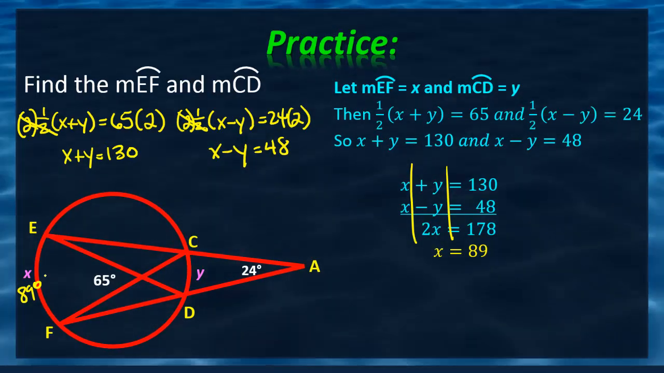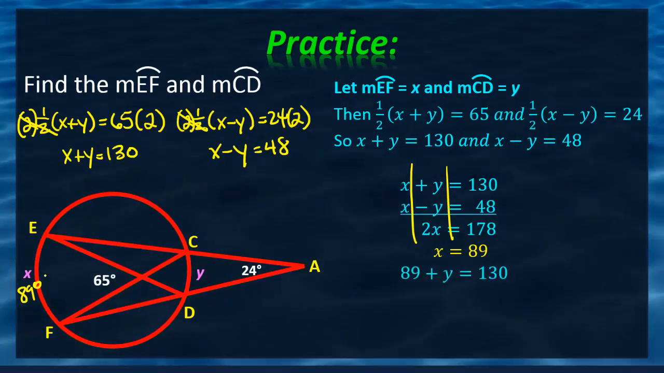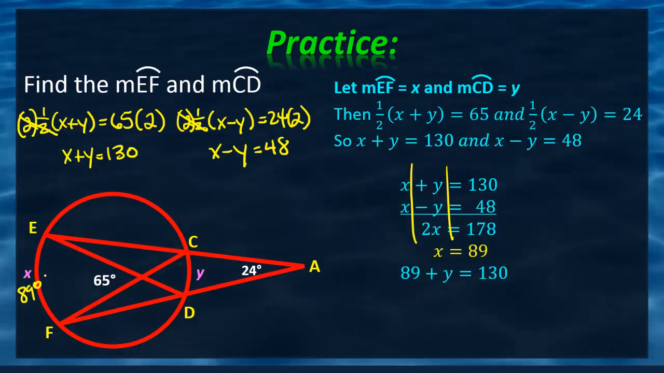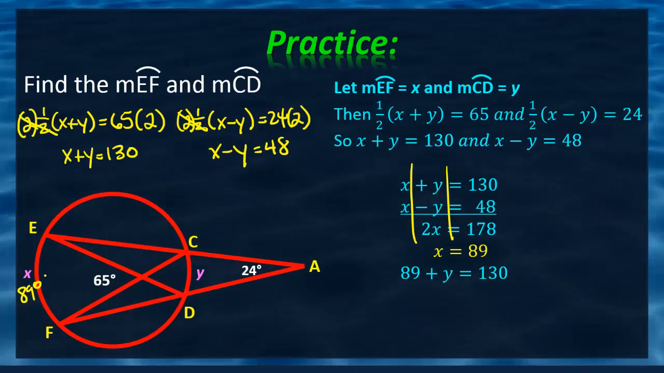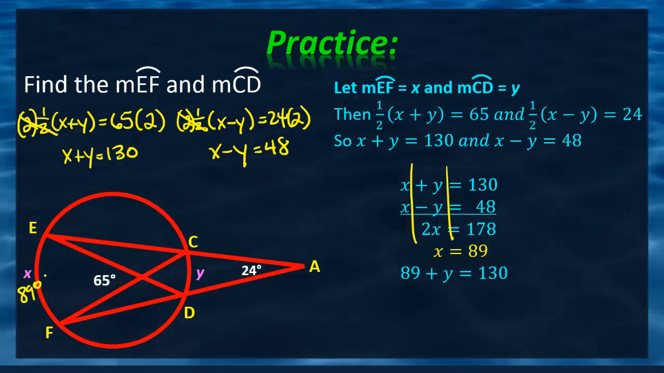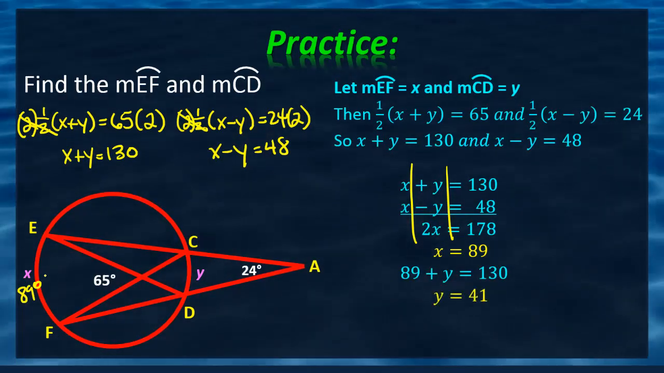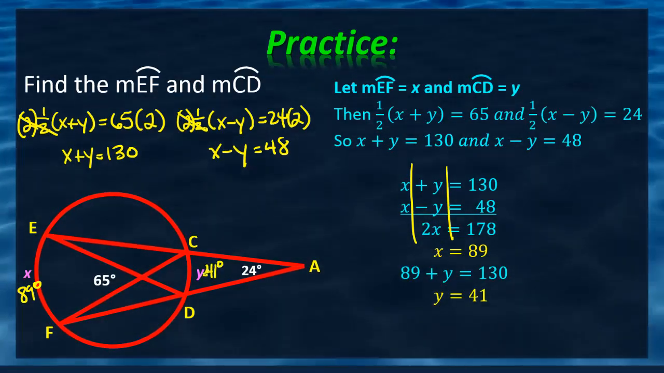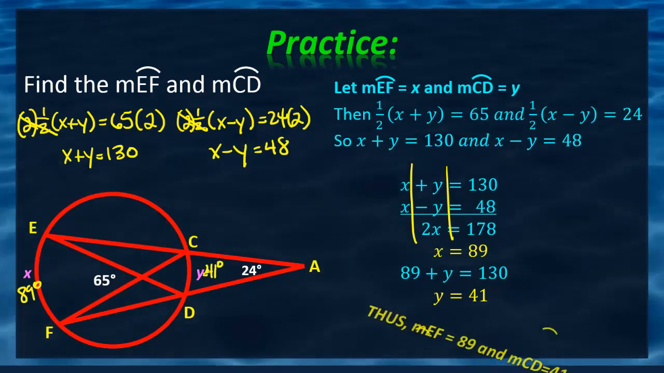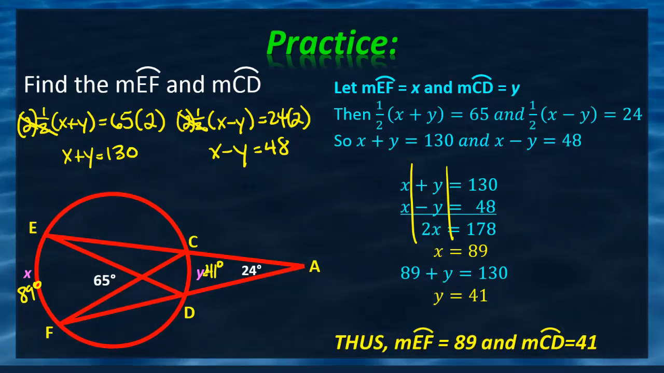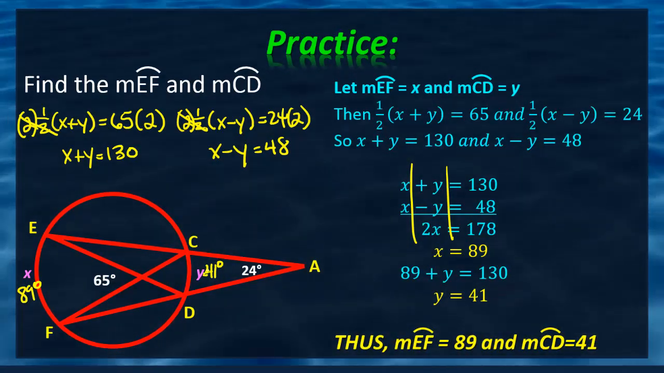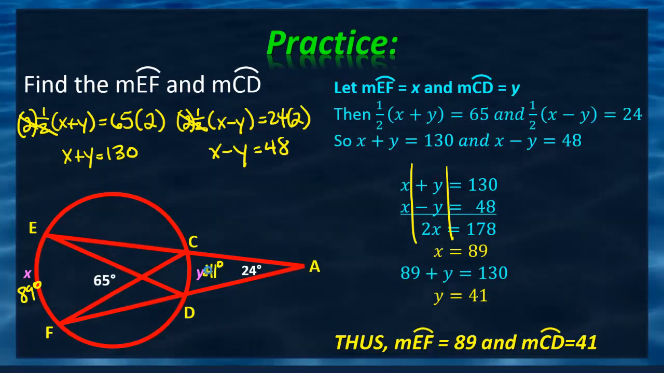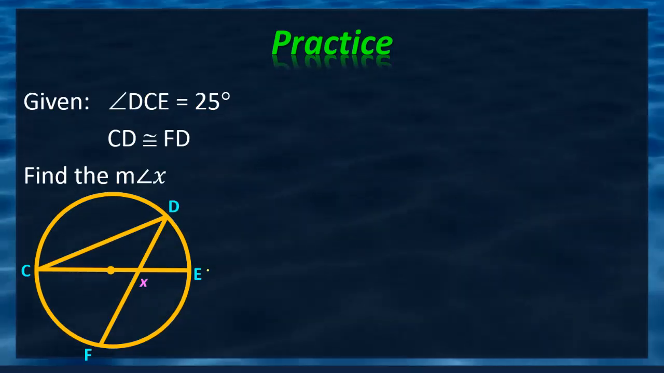Then we can just go back and plug your X into the first one, or it doesn't matter which one you do, but let's plug it into the first one. And we have 89 plus Y equals 130. Subtract 89 from both sides, and you'll get Y equals 41 degrees. See how easy that was? Thus, the measure of arc EF equals 89, and the measure of arc CD equals 41. Let's try one more problem.